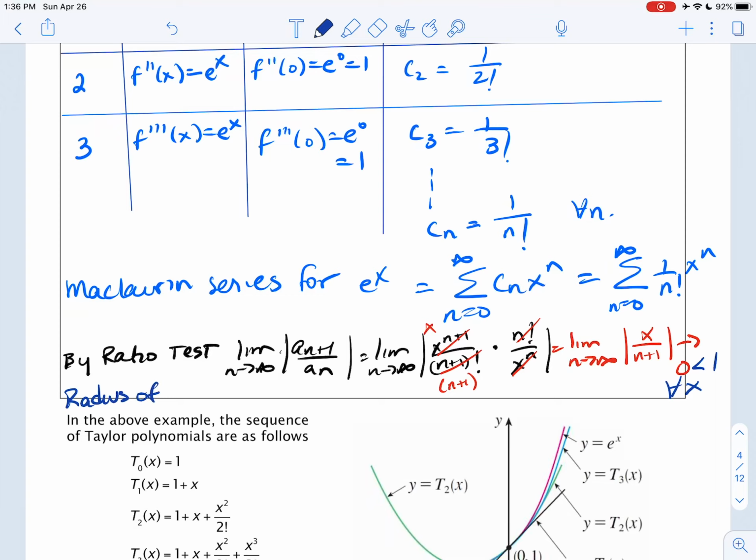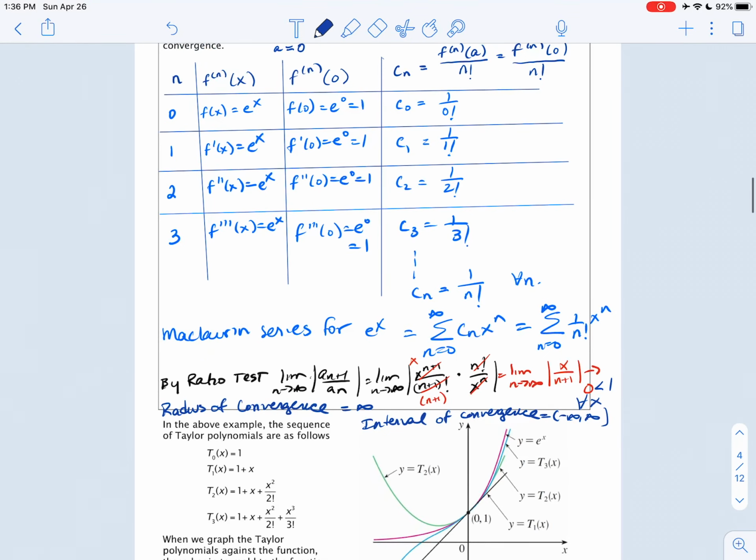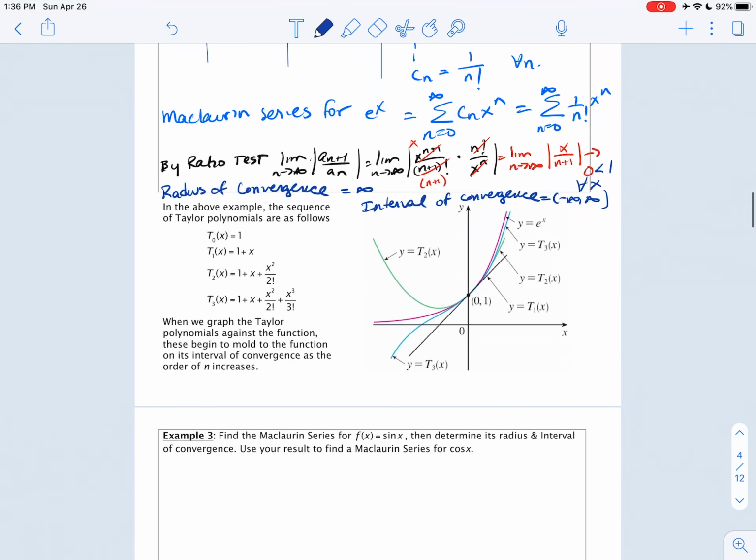So our conclusion here is that our radius of convergence is equal to infinity, and our interval of convergence is all of R, or negative infinity to positive infinity. Good. So that is e to the x, a Maclaurin series for that.